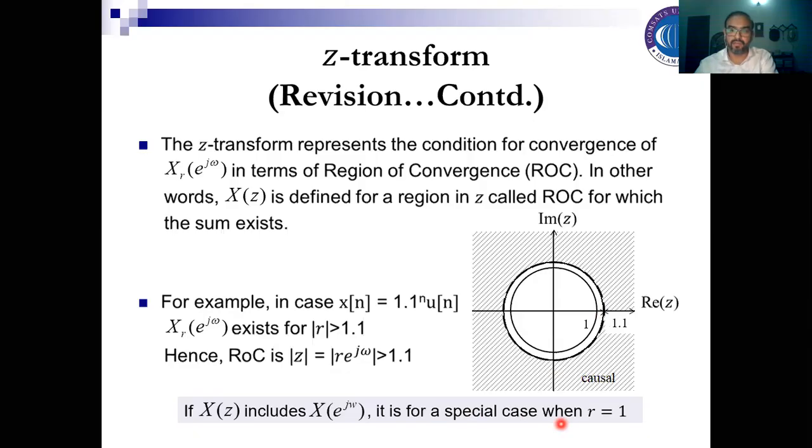you will have X of z, which also includes the discrete time Fourier transform. Okay, so r equal to 1 is included in it, whereas the pole is at a value less than 1.